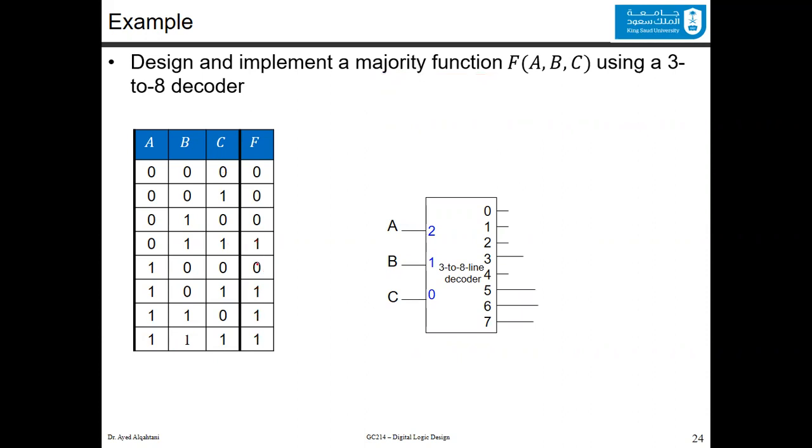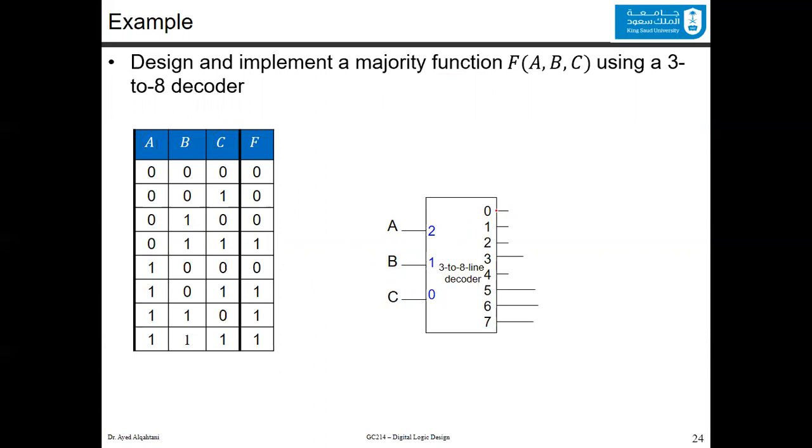Now, to design this using the decoder, you simply draw the 3 to 8 line decoder this way. It has 3 inputs, A, B, and C, and you have to mention the position of the input. You can see that the C here is the least significant. We denote it with this 0, and this one is the most significant, which is this one. We denote it by 2. We have 0, 1, 2, since we have 3 inputs. And we will have the outputs starting from 0 to 7.